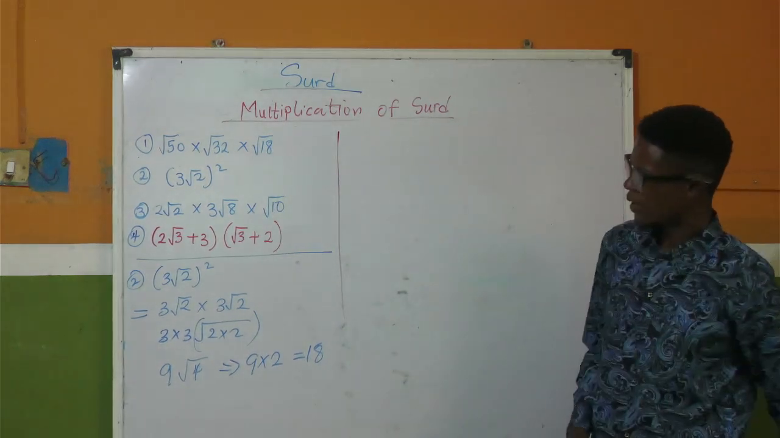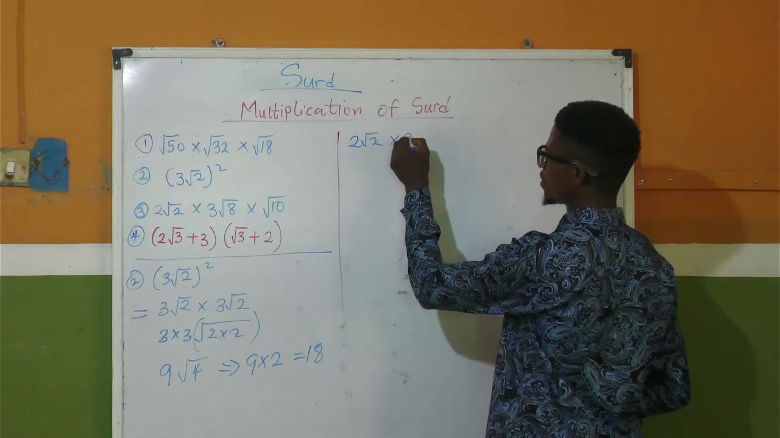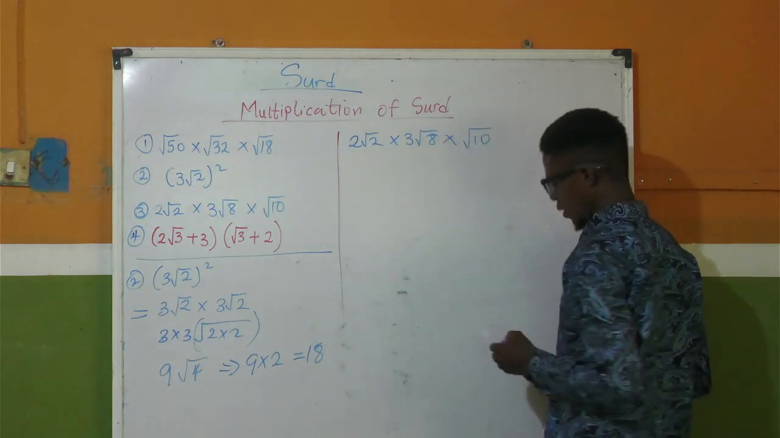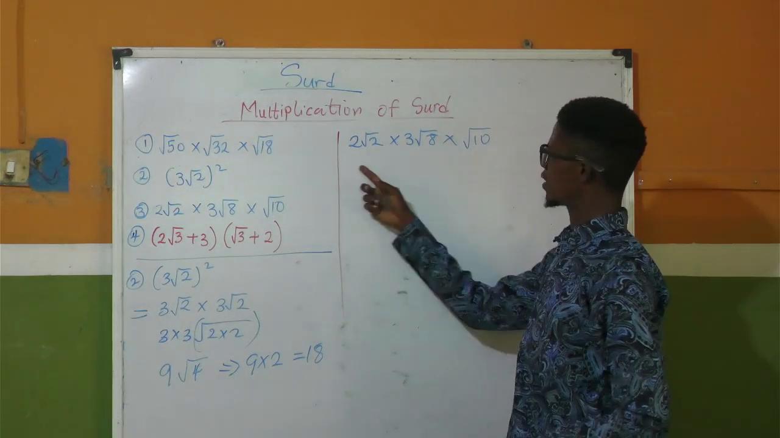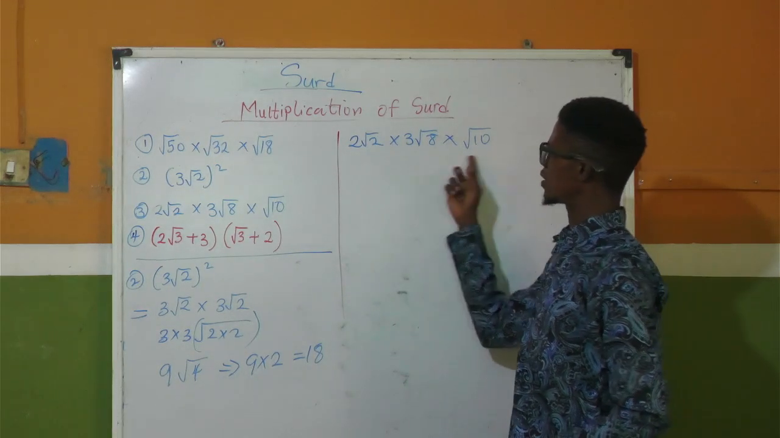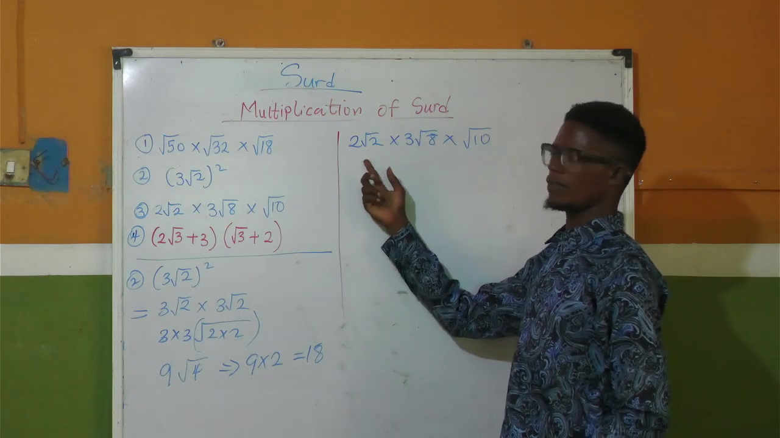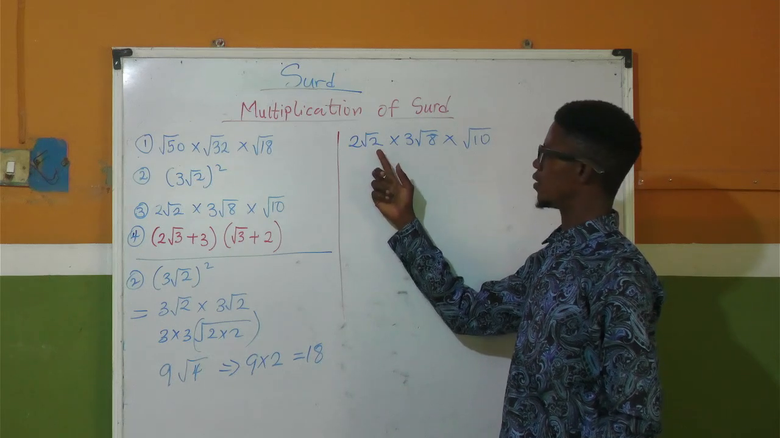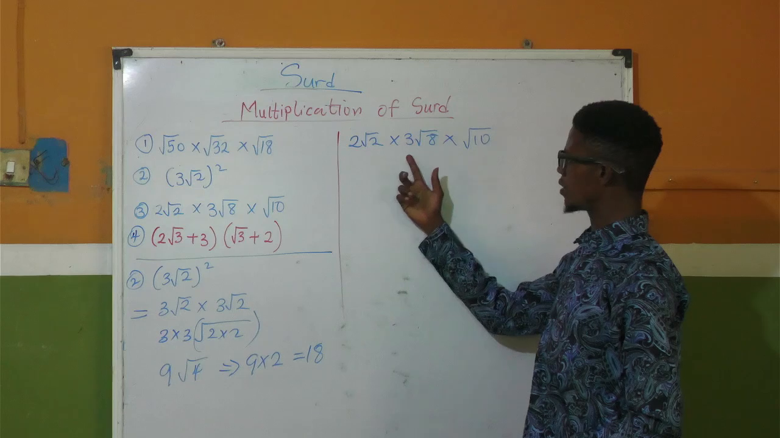So number 3 now we have 2 root 2 times 3 root 8 times root 10. Now if you want to apply the principle I said earlier, each root is divisible by 2. So 2 root 2 is already a simplified rational expression, since 2 is the rational root here. Here we know we can still simplify this.